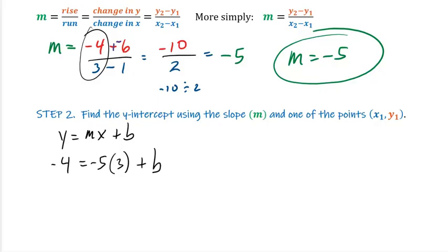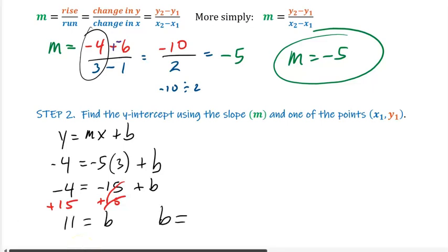We don't know b yet. That's what we're trying to find out. So now we do the math. Negative 5 times 3 is negative 15, and negative 4 over here, plus b over here. Okay? Now, we need to isolate the variable b, so we're going to take this negative 15 and get rid of it by adding 15 to both sides. And so now what we are left with is b on this side, because those 15s cancel each other out, and negative 4 plus 15 is 11.